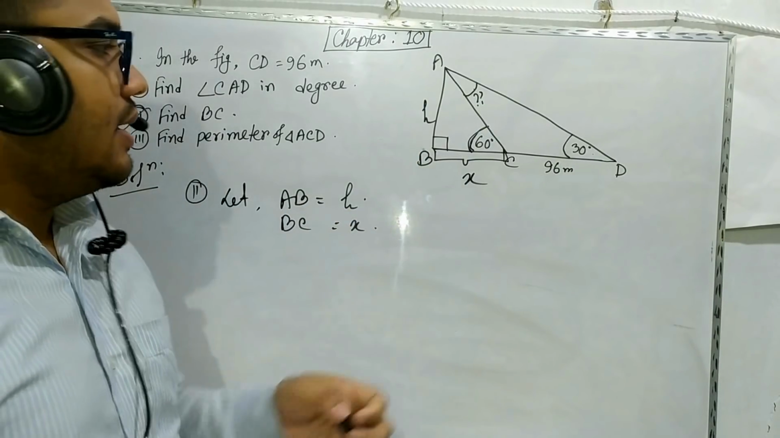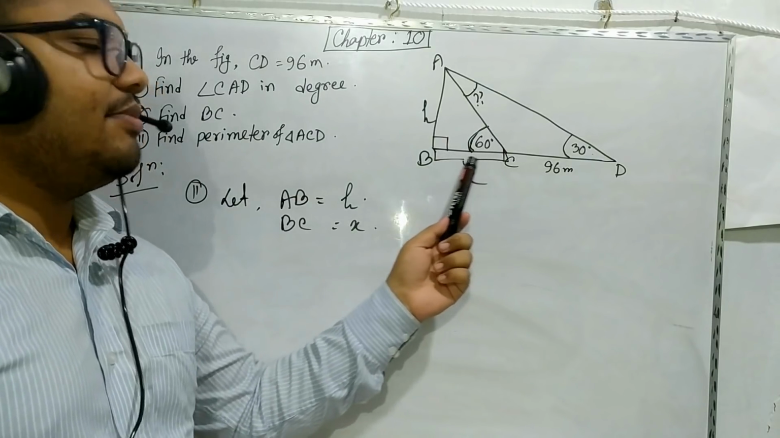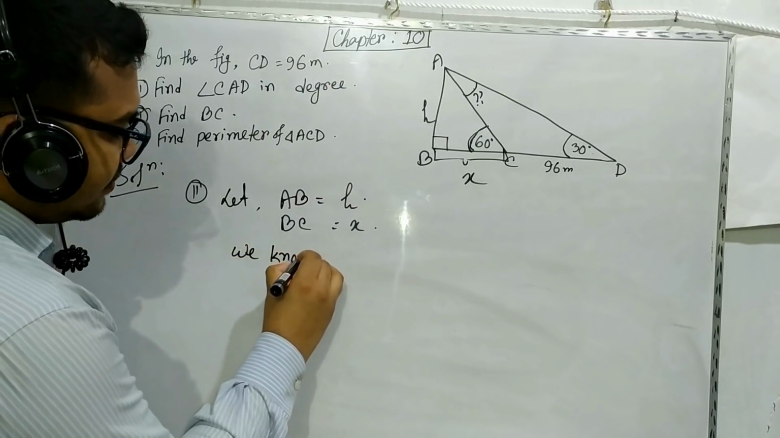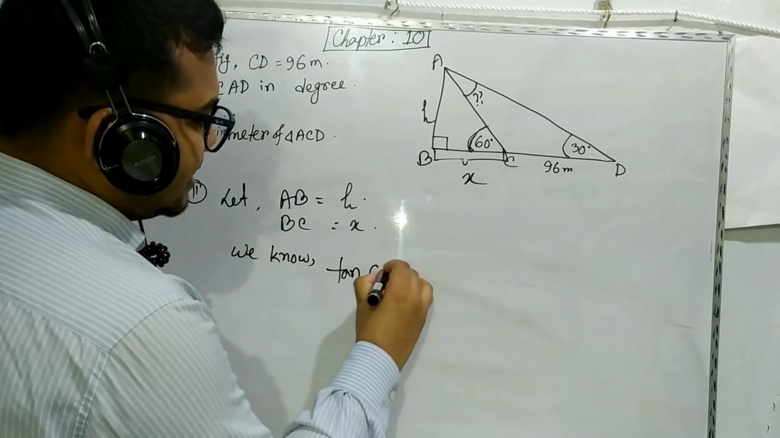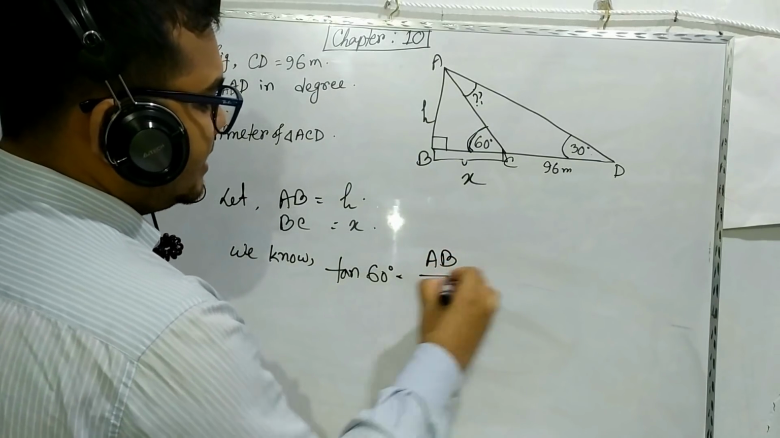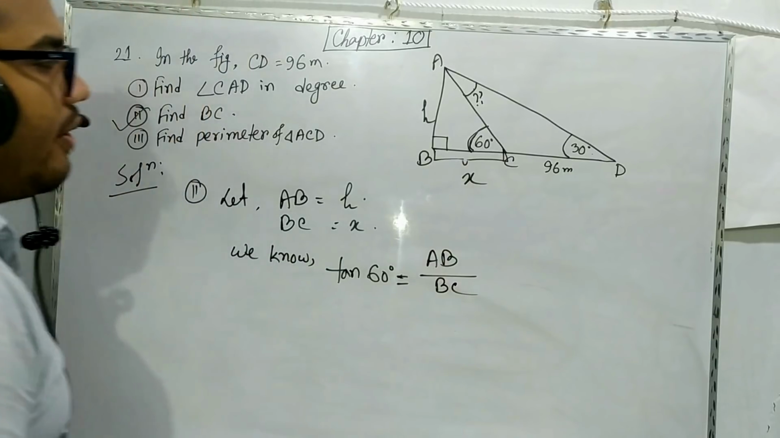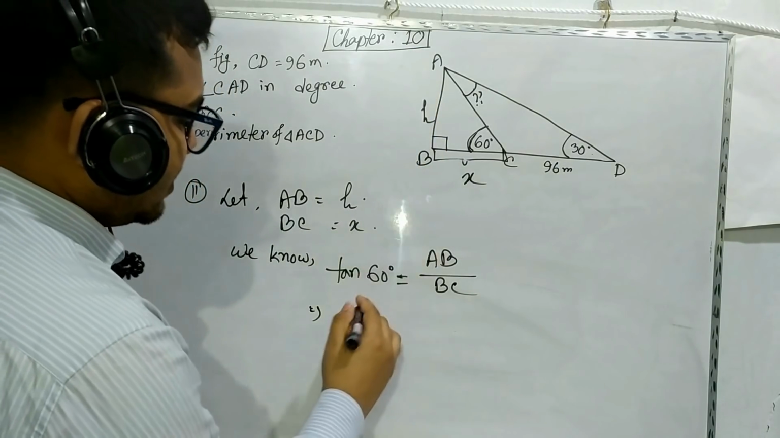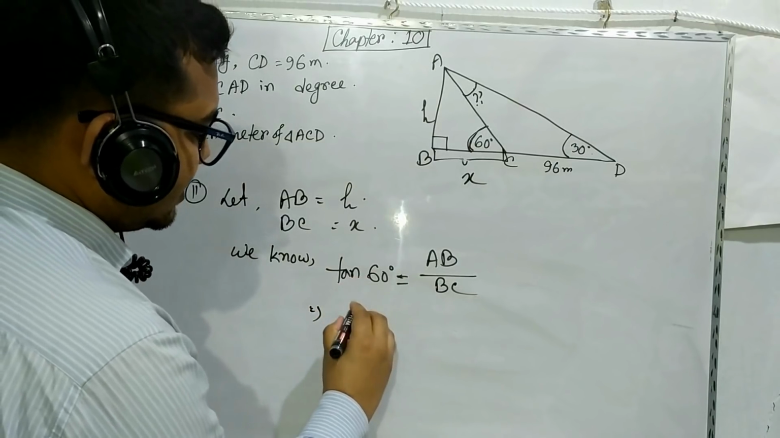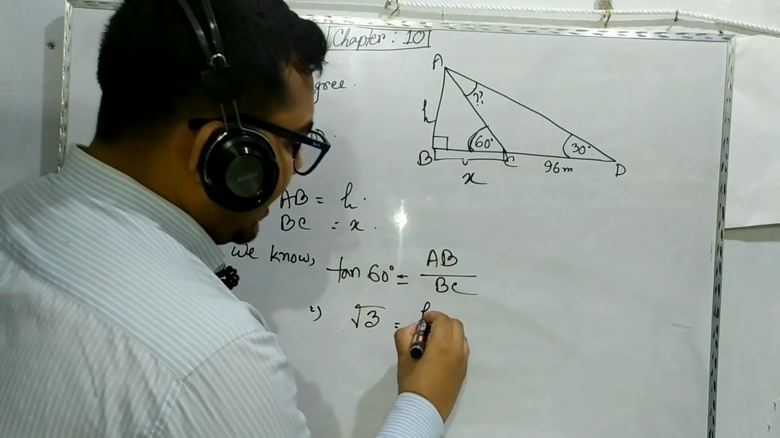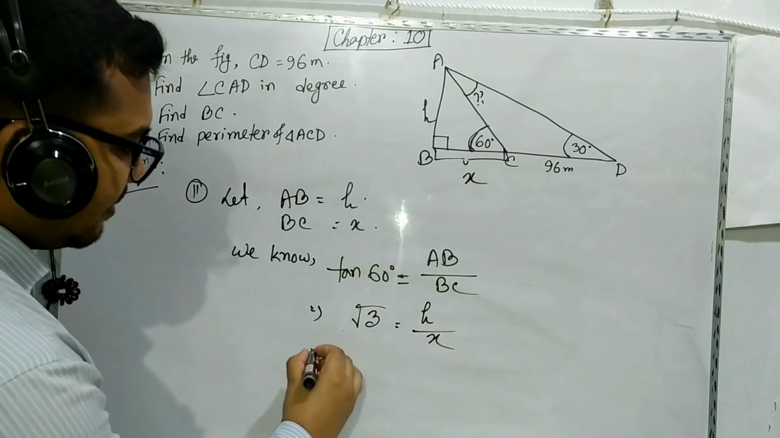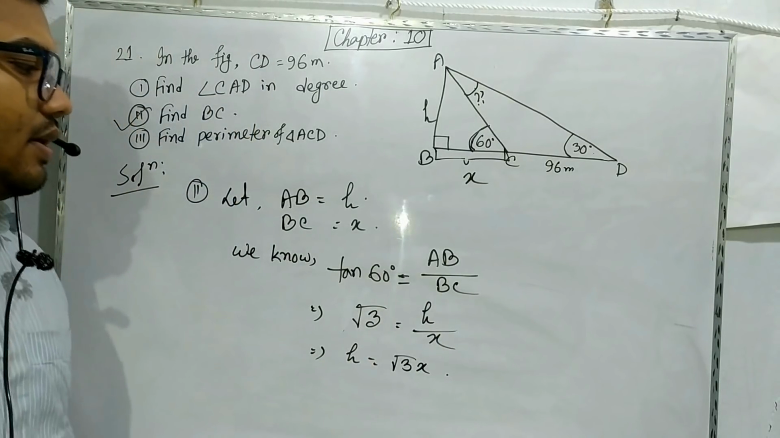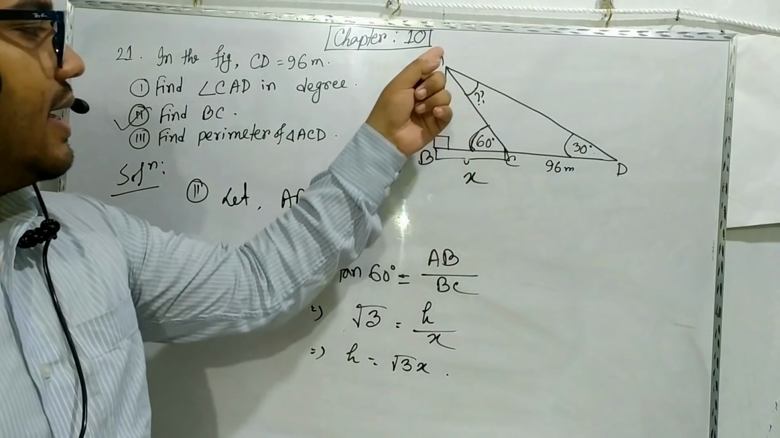Okay, from the triangle ABC, if this is H and this is X, then what's the relationship between this side and this side? Since this is the angle, we can say this is the base and this is the height. So we know tan theta, here given 60 degrees, equals height divided by base. We know our height is H, because our assumption was that. And we know tan 60 degree is root 3, equals AB equal H and BC equal X. Okay, from here we can say that H is equal to root 3 into X.